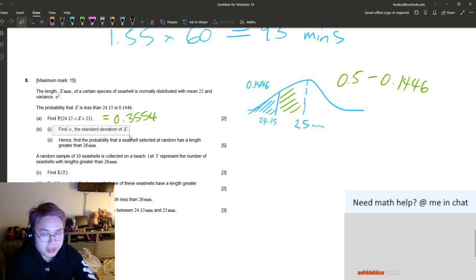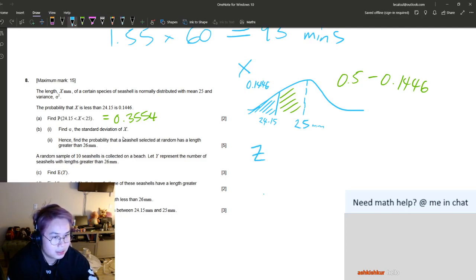Hence, find the standard deviation of x. So if you're ever missing the mean value or the variance and they ask you to find it, that is a strong indication that we will need to use the standardized normal distribution. So what I need to do is standardize this, for random variable x.